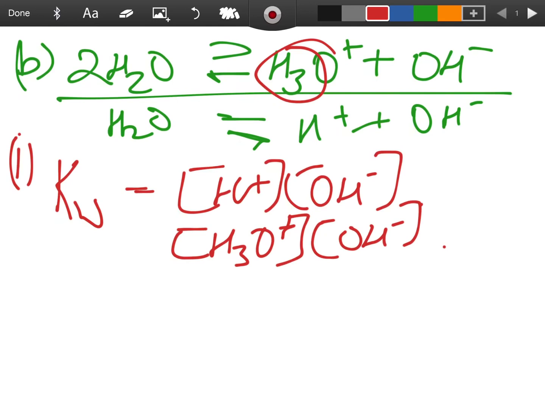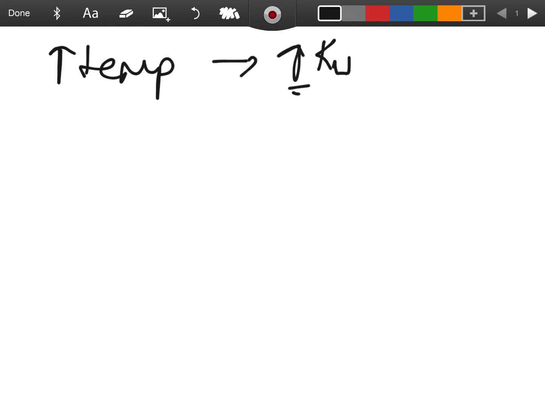Now, part 2 says, are the data in the table consistent with self-ionization of water being exo or endothermic process? Now, if I was you, what I would do there is I would say to myself, right, okay, what do you notice from the data anyway? Well, you can see there, as the temperature increases, then the value for Kw also increases, right? So from the table, I saw that now. So you must have the table in front of you.